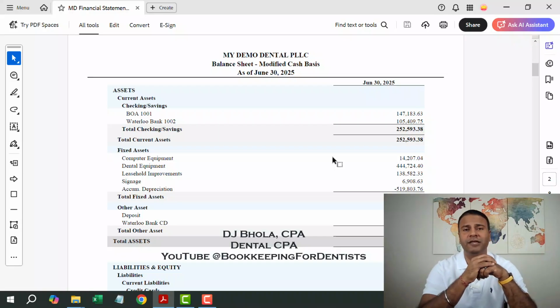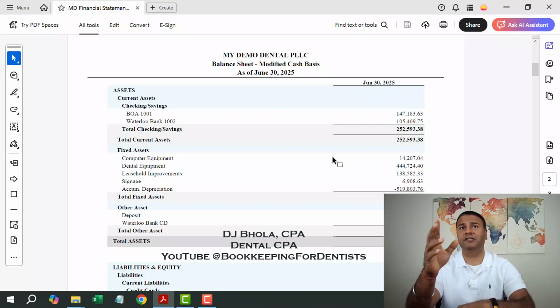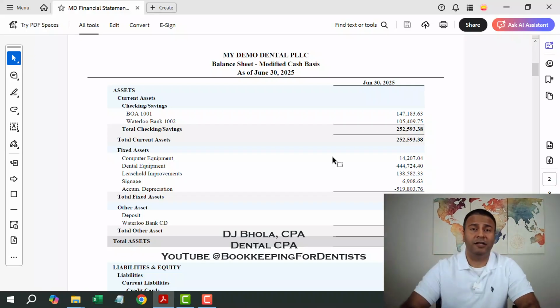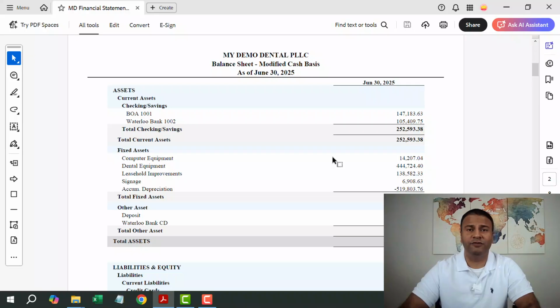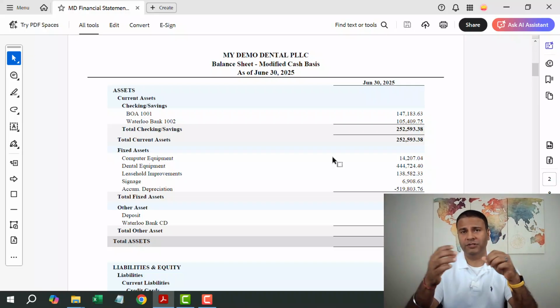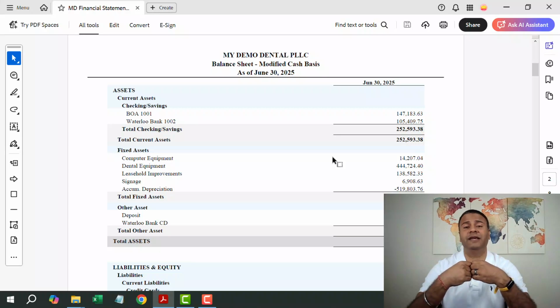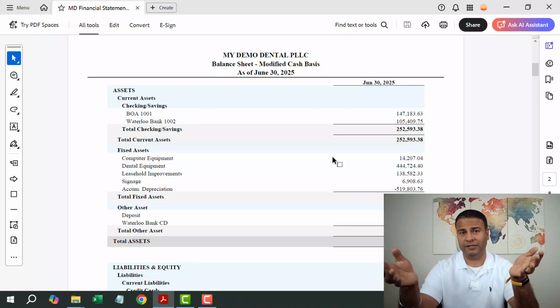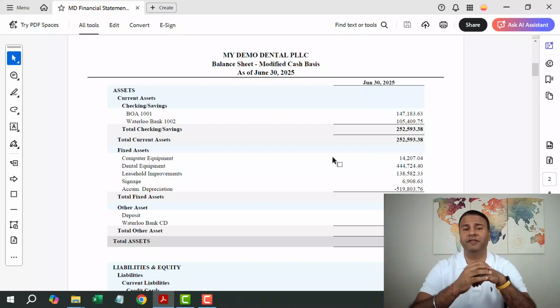The balance sheet is always as of a specific date. This balance sheet is as of June 30th, 2025. The balance sheet includes all the assets the entity owns and all the liabilities that the entity owes to somebody else, and includes the equity of the owner of the business.